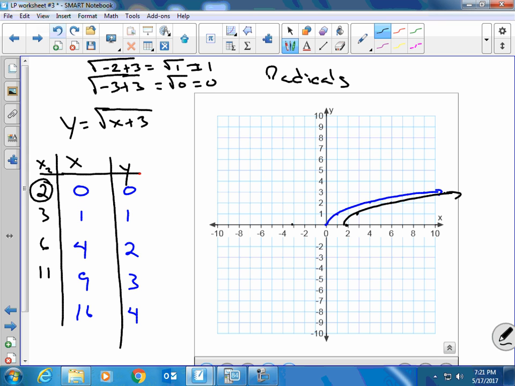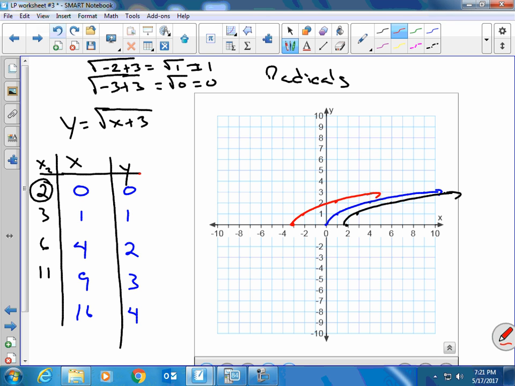So I simply move left 3. I'll go back to red. I go left 3, and then I plug in all of my points, just like I would before, and it really moved my graph left 3.